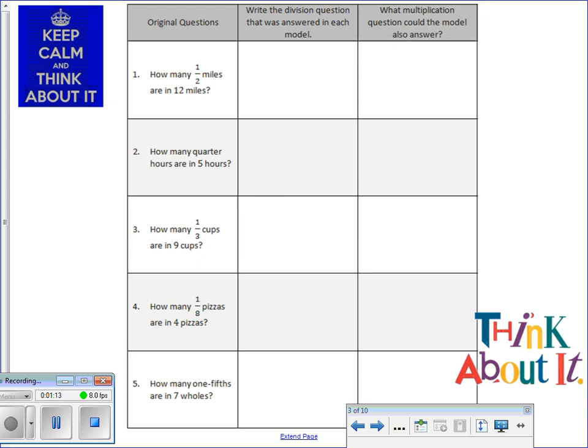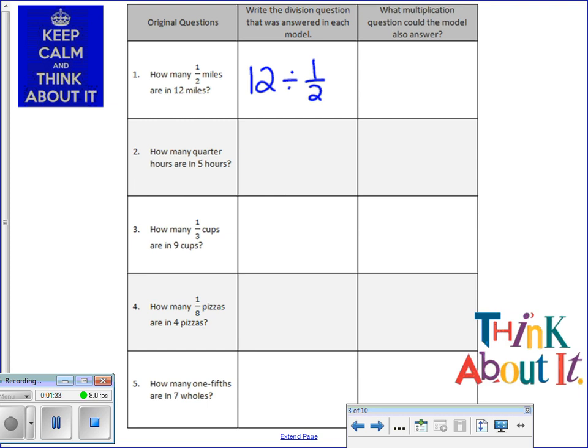So how many half miles are in 12 miles? So what do I have? What's my whole? 12 miles. Right, I have 12 miles, and I'm dividing it into halves. So 12 divided by a half.